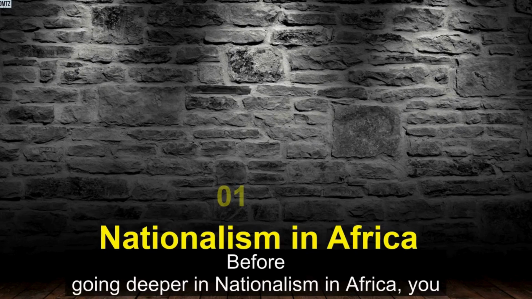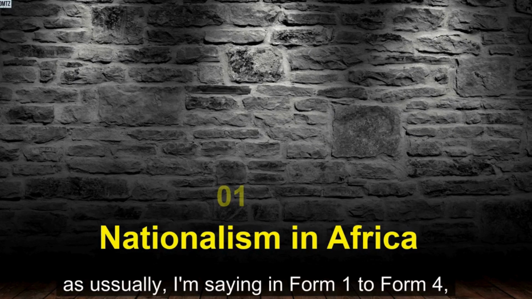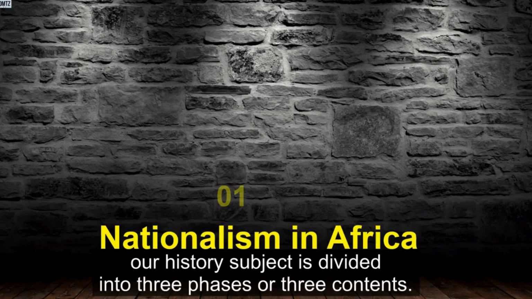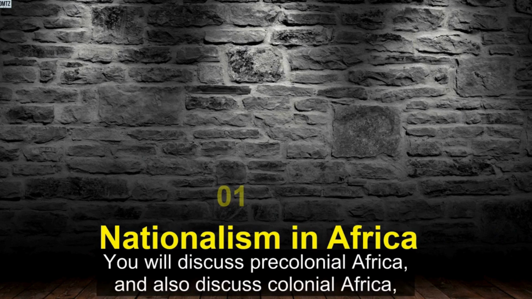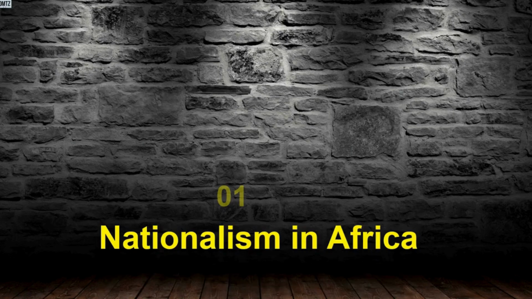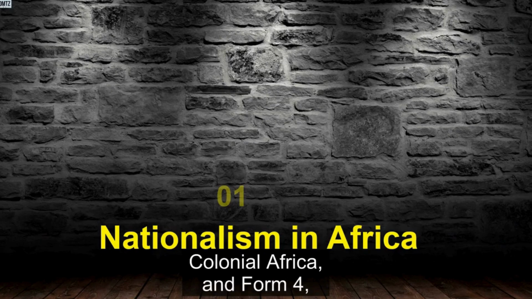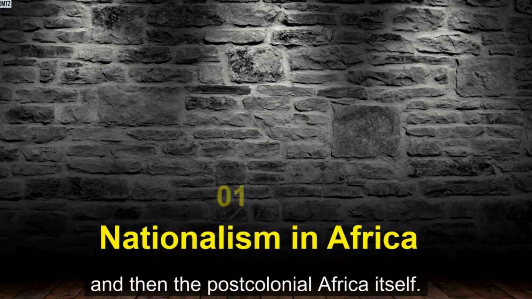Before going deeper into nationalism in Africa, you should understand that, as I usually say, in the Form 1 to Form 4 course of secondary history, our history subject is divided into 3 phases. You're supposed to discuss pre-colonial Africa, colonial Africa, and lastly post-colonial Africa. In Form 1 and Form 2, you discuss pre-colonial Africa, Form 3 colonial Africa, and in Form 4, there is a bridge between colonial Africa and post-colonial Africa, and then post-colonial Africa itself.